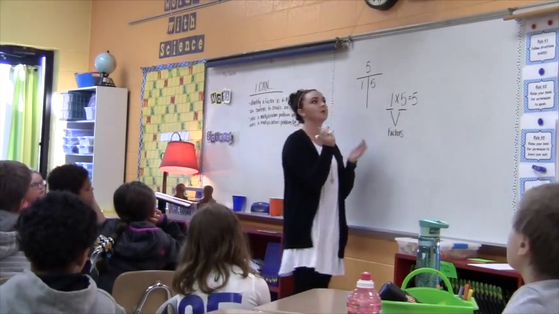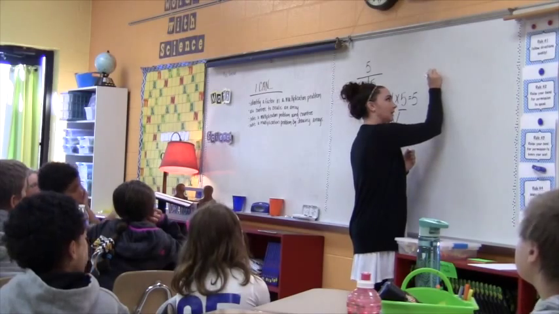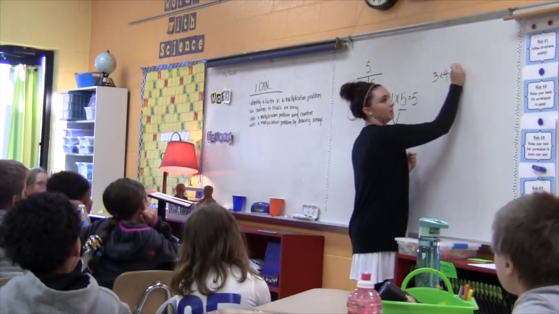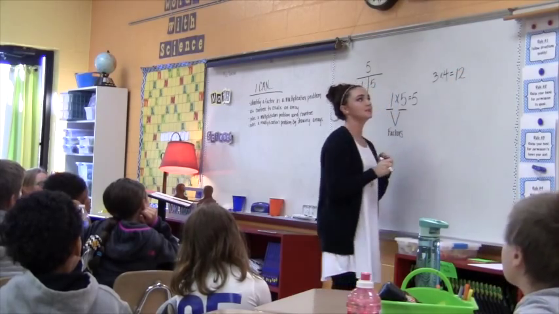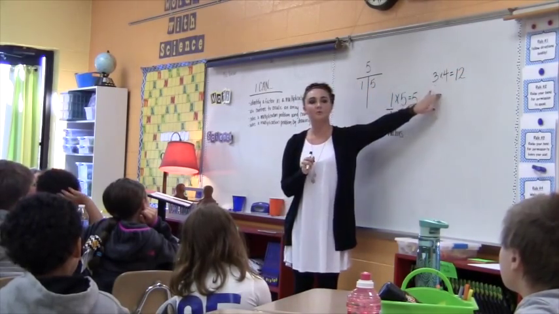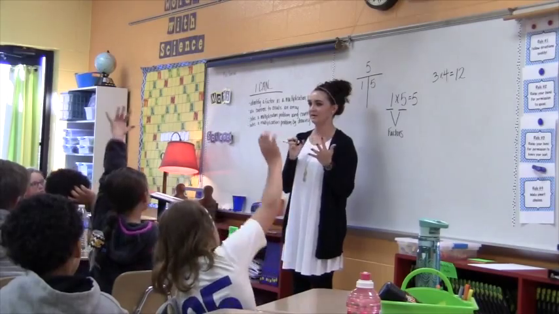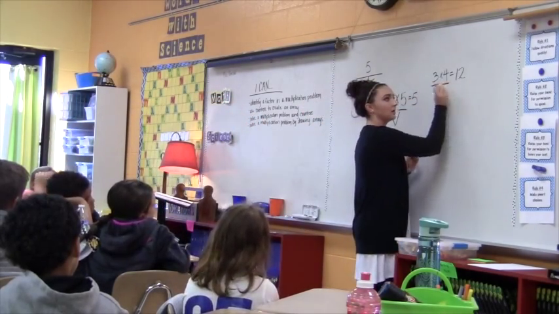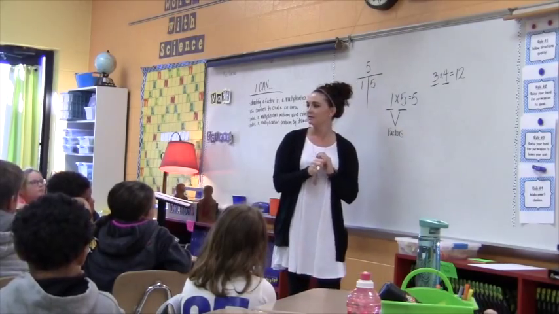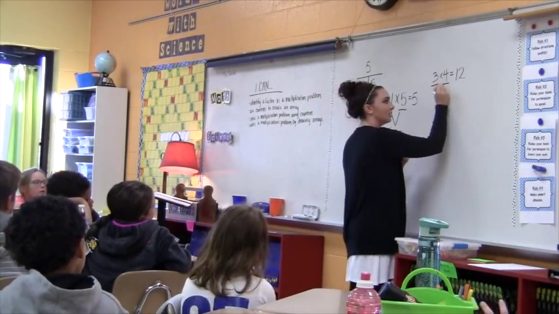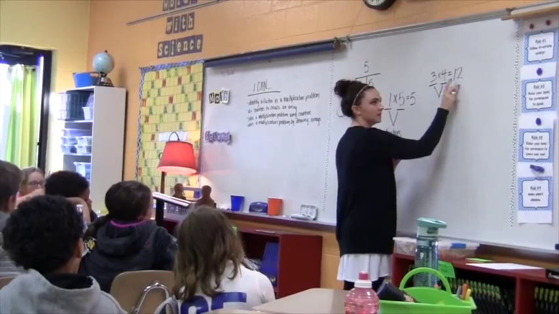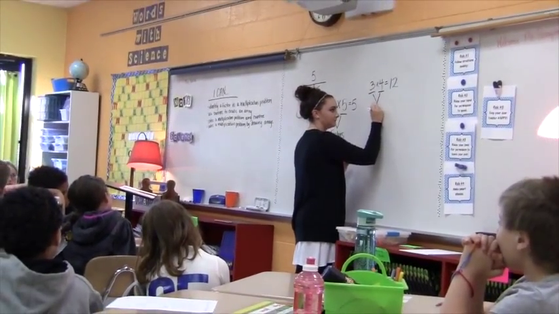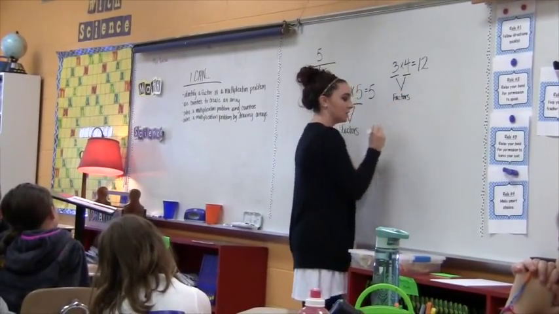What if I just make up another problem and say 3 times 4, which is 12. Raise your hand and tell me which numbers out of this problem right here are factors. Preston? 3 and 4. 3 and 4. Does everybody see that? Okay, so the numbers that are multiplied together in order to get this product are considered factors. Okay? All right, we talked about prime.